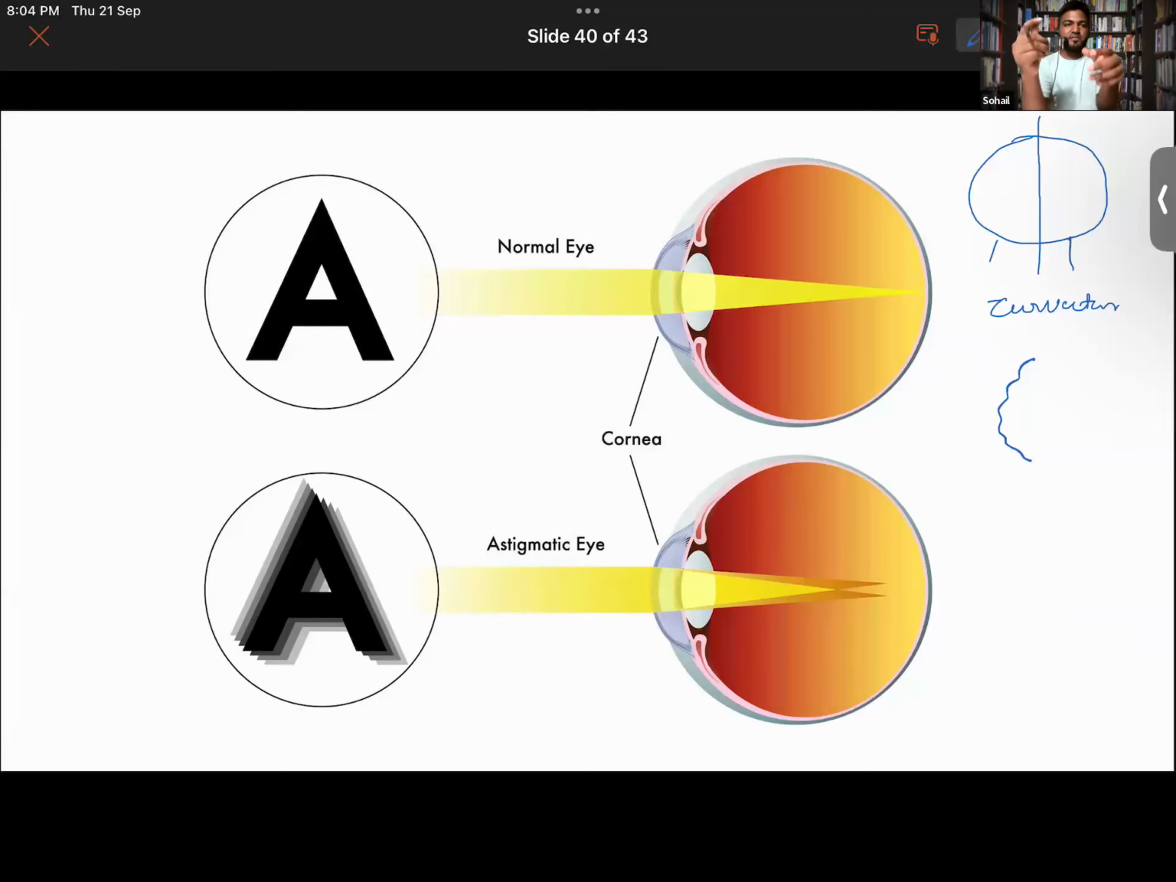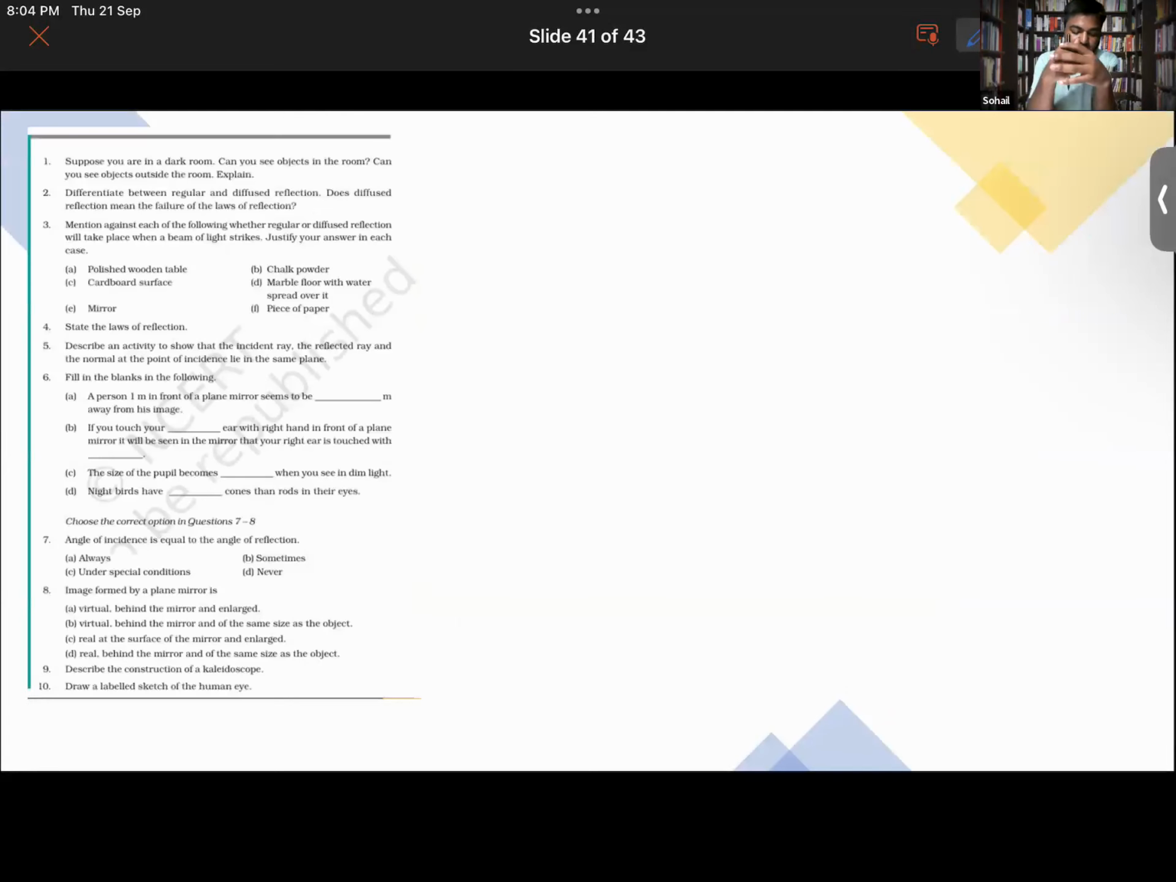It's the same as when someone gets punched in the head. So they will be getting double or triple images of something. Okay. It's like that. So yes, that was all about astigmatism.